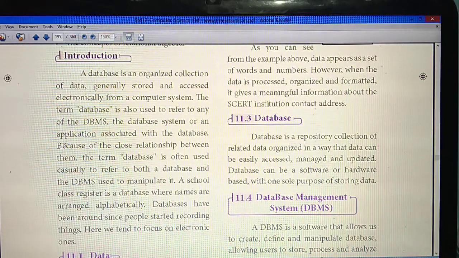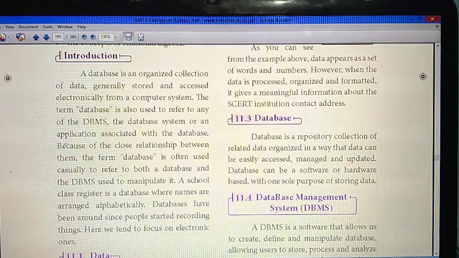The register we can access manually. What do we mean by access? You can take the information. If you need the details of a particular student, you can immediately open the register, see the roll number and take the details of that student. That is manual. In the same way, you are going to access the information from the system or computer. A database is just like a register. You can store a lot of data, a collection of data, inside it, and also access the data from the computer.